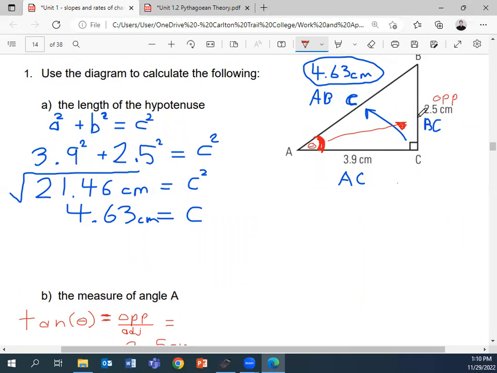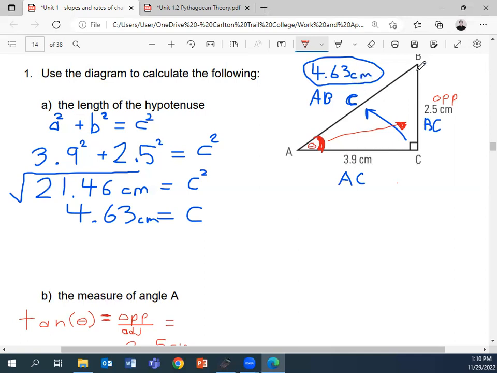So now there's only three things of a triangle. There's the opposite, there's the hypotenuse, there's the adjacent. We know what the hypotenuse is. We know what the opposite is. That means there's only one side left. There's only adjacent left. Which side is going to be adjacent then?